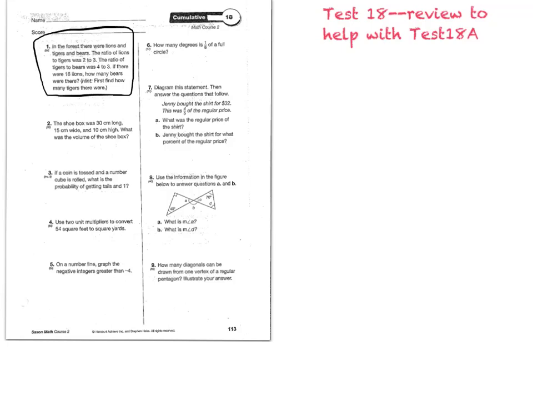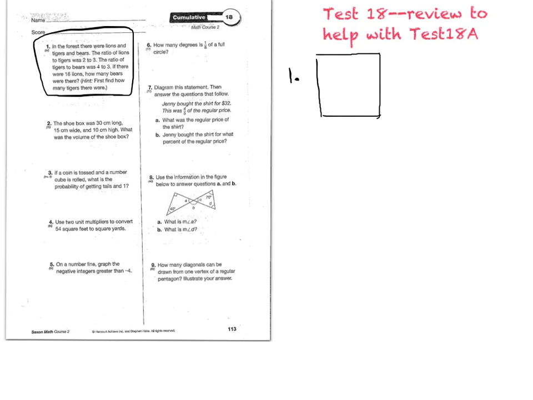To start with, we're going to start with question number 1. Question number 1 talks about how in a forest there were lions, tigers, and bears. Oh my! The ratio of lions to tigers was 2 to 3. The ratio of tigers to bears was 4 to 3. If there's 16 lions, how many bears were there? And then it says hint: first find how many tigers there were. This is a two-step problem, and you need to use a ratio box to be able to work out this problem.